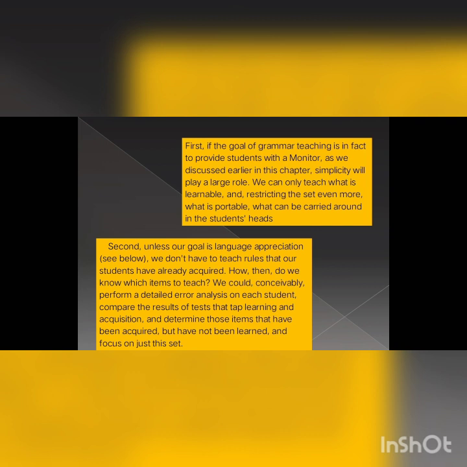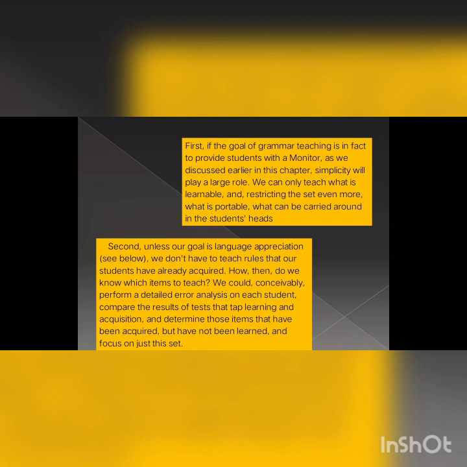First, if the goal of grammar teaching is in fact to provide students with a monitor, simplicity will play a large role. We can only teach what is learnable, restricting the set even more. What is portable? What can be carried around in students' heads?